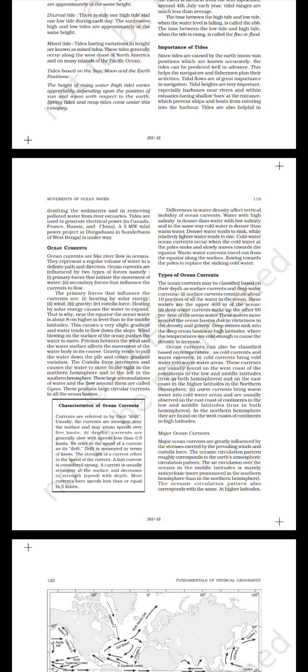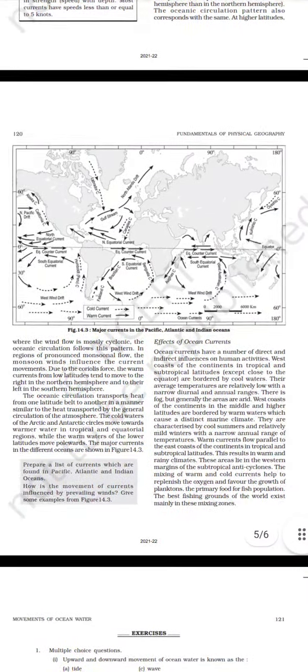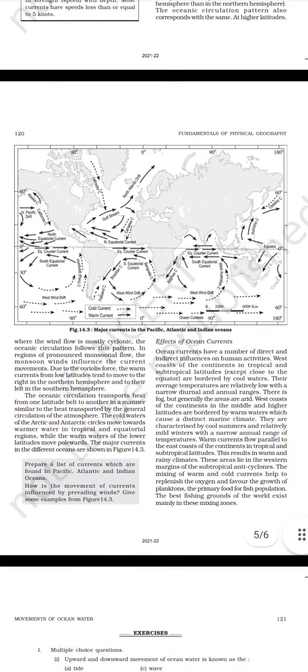Major ocean currents are greatly influenced by the stresses exerted by the prevailing winds and Coriolis force. The oceanic circulation pattern roughly corresponds to the Earth's atmospheric circulation pattern. The air circulation over the oceans in the middle latitude is mainly anticyclonic, more pronounced in the southern hemisphere than in the northern hemisphere. The oceanic circulation pattern also corresponds with the same at higher latitudes where the wind flow is mostly cyclonic. The oceanic circulation follows this pattern.